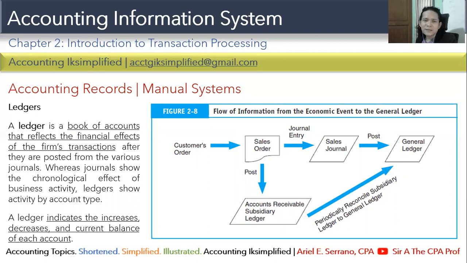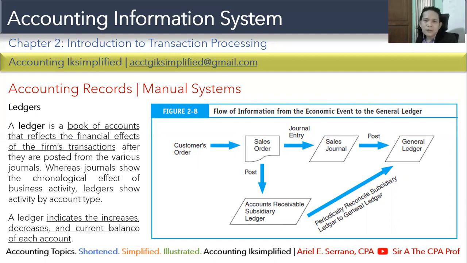Next, the ledgers. And the ledgers ay hindi na rin ito bago sa inyo. If we have the journal, which is a book of entries, the ledger naman is your book of accounts. Kasi dito natin pinopost yung mga transactions na magkakaparehas. Kasi dito natin makikita ano yung effect.